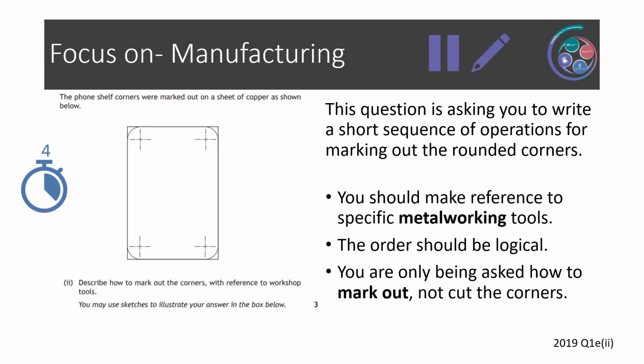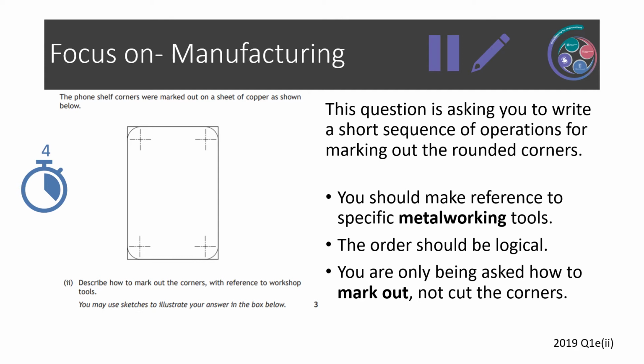This question is from the 2019 paper and it's question 1E, part II. The phone shelf corners were marked out on a sheet of copper as shown below. You're being asked to describe how to mark out the corners, making reference to workshop tools, and you may use sketches to illustrate your answer.